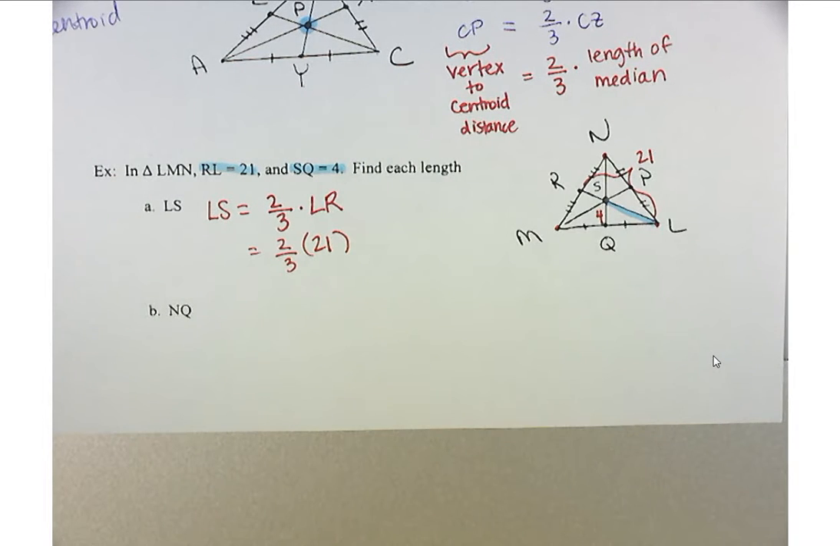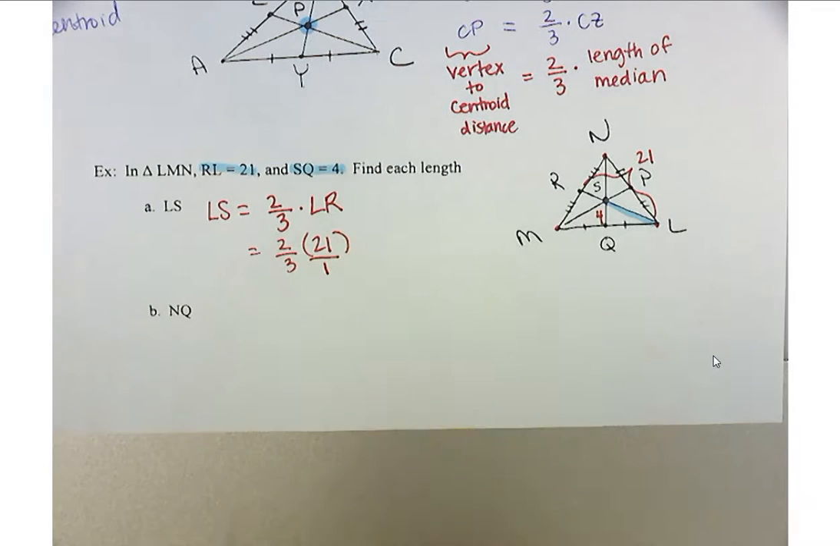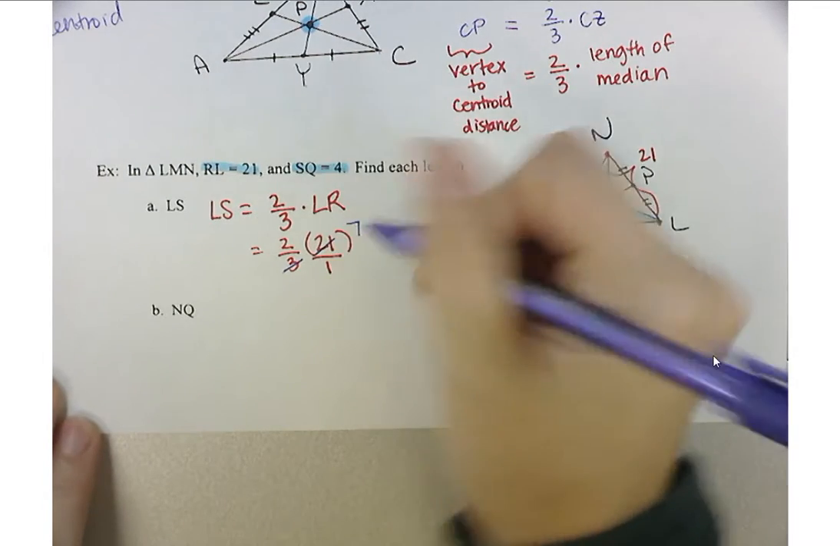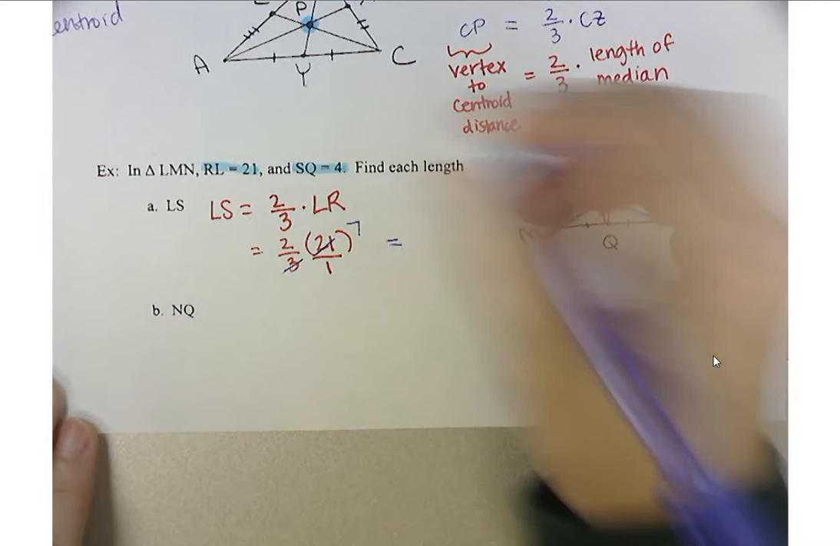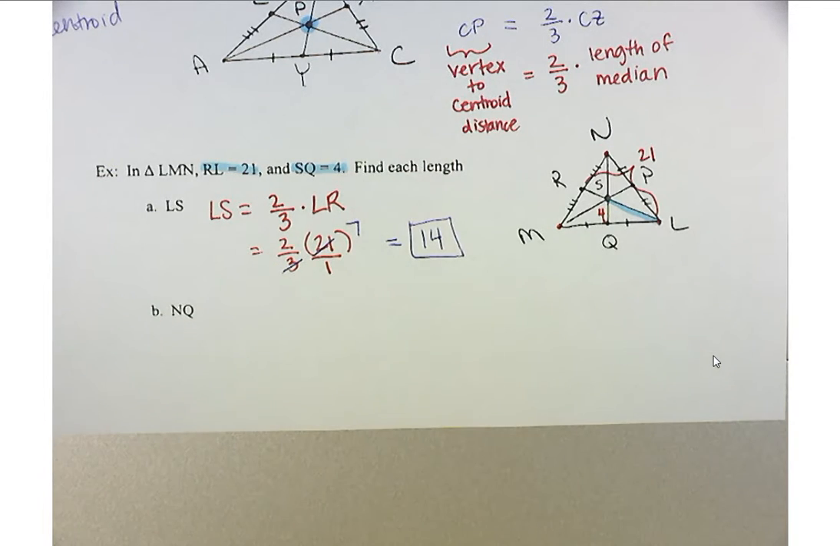Do you guys know how to multiply without a calculator with fractions? Yeah. Okay, so what would you guys do to use mental math? 21 over 1, divided by 3. Yeah, that's what I would do. So 3 goes into 21 how many times? 7. So then I really just have to do 7 times 2. 7 times 2, 14. 14. Okay, so LS is going to be 14.